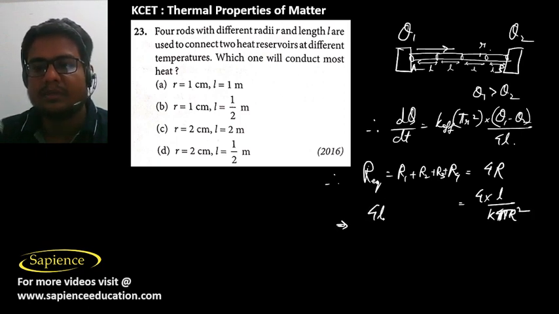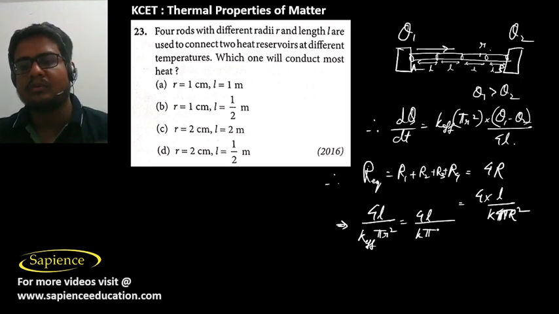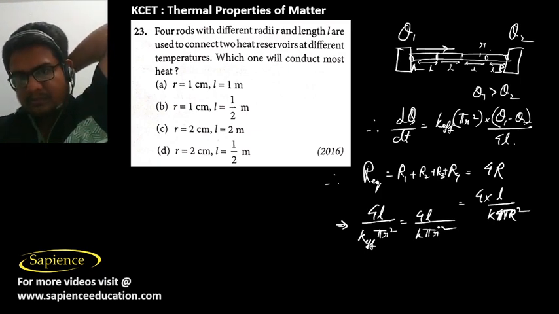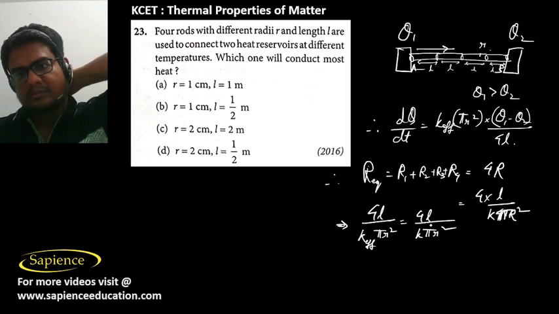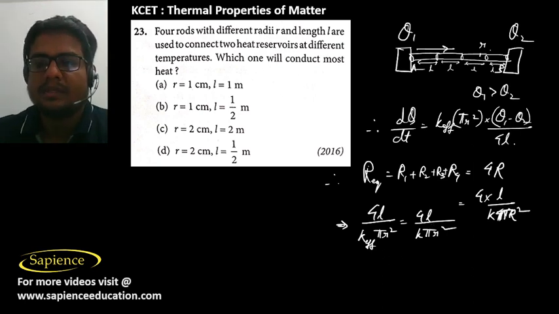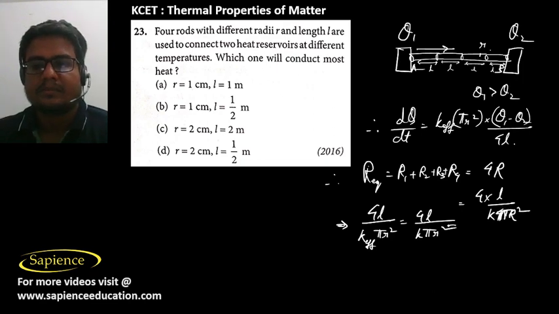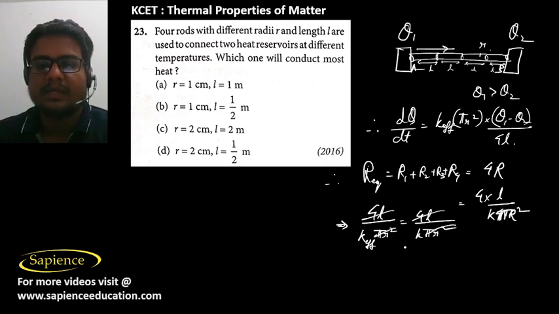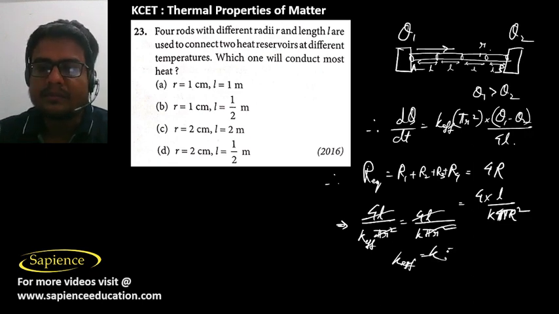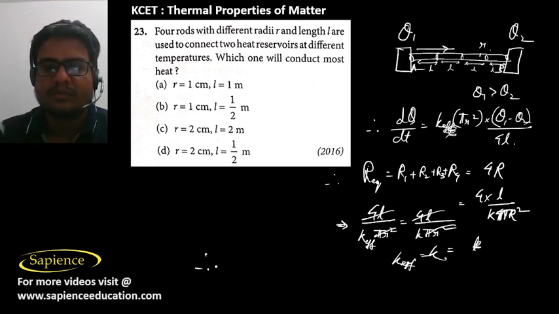So 4L by K effective into pi r square is equal to 4L by k into pi r square. So k effective is equal to k only.